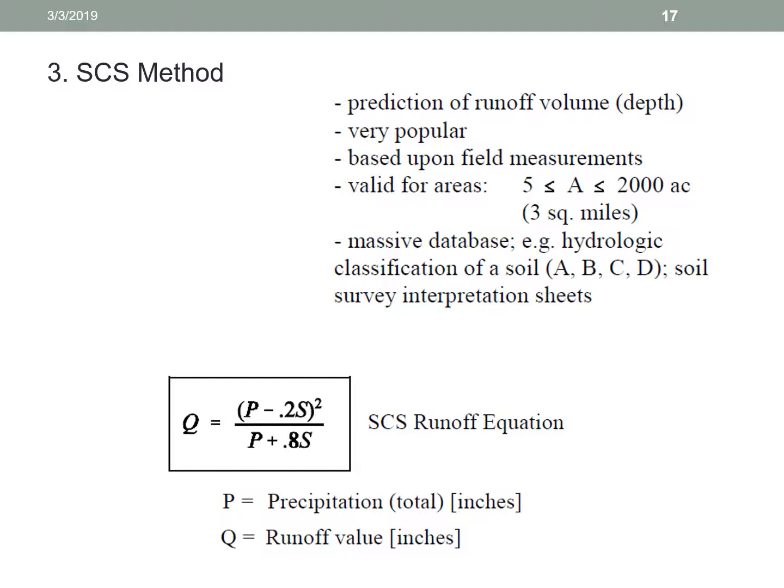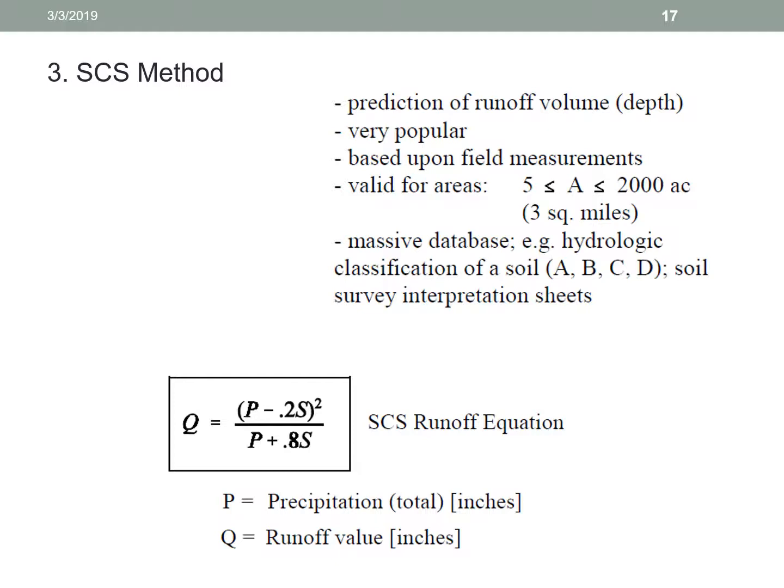The next method is the SCS method, the prediction of runoff volume. This method is very popular. It's based upon field measurements. And we use this method for areas of about 5 and less than 2,000 acres. The classification of soils is the same as what we classified in previous slides and sessions, as A, B, C, D, using soil survey interpretation sheets.